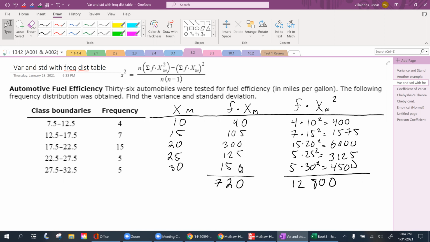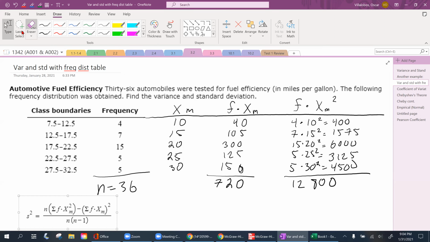And what is my n, right? How would I find my n value? Will it be counting how many classes I have, or will it be the sum of my frequencies? Correctly, it's going to be the sum of my frequencies. So it's going to be 4 plus 7 plus 15 plus 5 plus 5, which is going to give me 36. And now I can go ahead and apply this to this formula. Now I have everything I need.